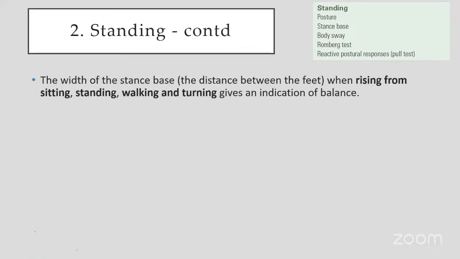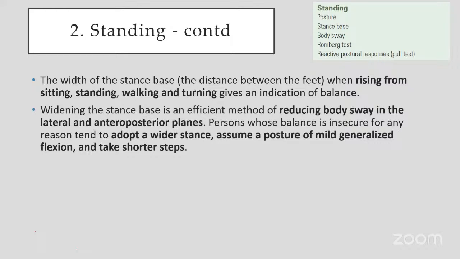So width of the stance base when rising from sitting, standing, walking, and turning gives us an indication of balance. The widening of stance base is an efficient method to decrease the body sway in the lateral and anteroposterior planes. The patients whose balance is insecure for any reason tend to adopt a wider stance, intermalleolar distance is more than 15 centimeters, and assume a posture of mild generalized flexion and take shorter steps as if walking on a slippery surface or walking on ice.